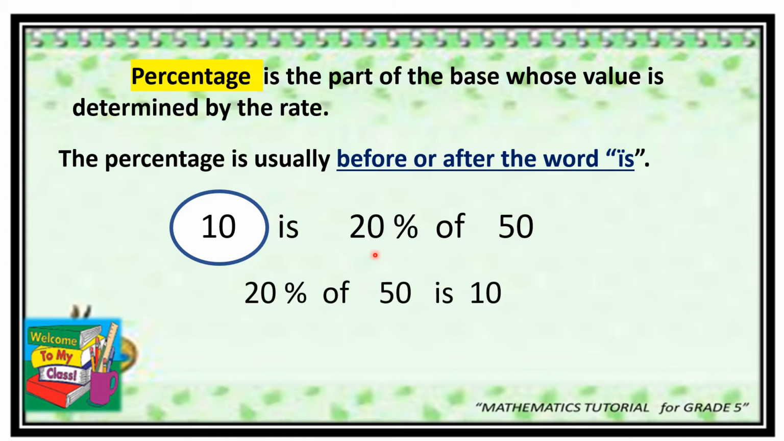It is the same with 20% of 50 is 10. Okay. So, dito, makikita natin naman na ang 10 ay nasa hulihan naman ng is. So, tatandaan, ang percentage, pwede itong before or after the word is. Doon natin makikita ang percentage.